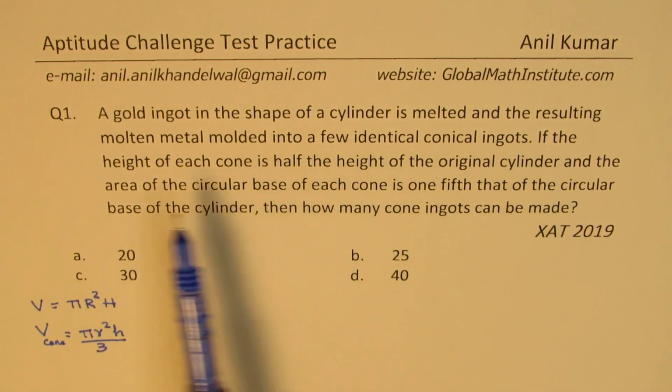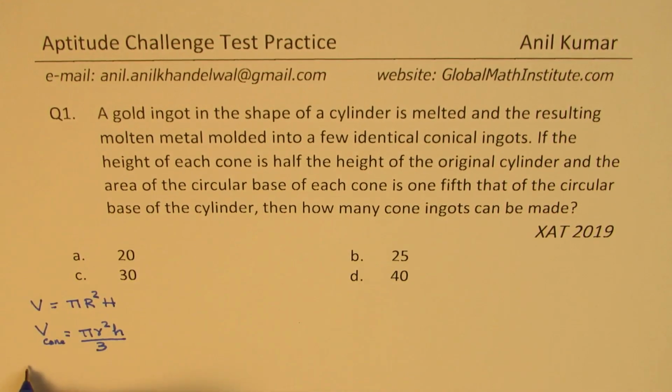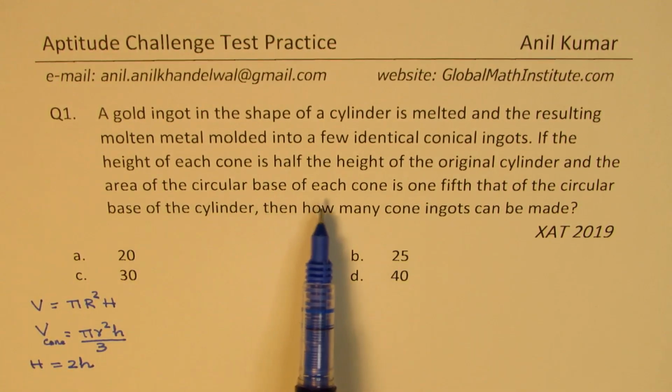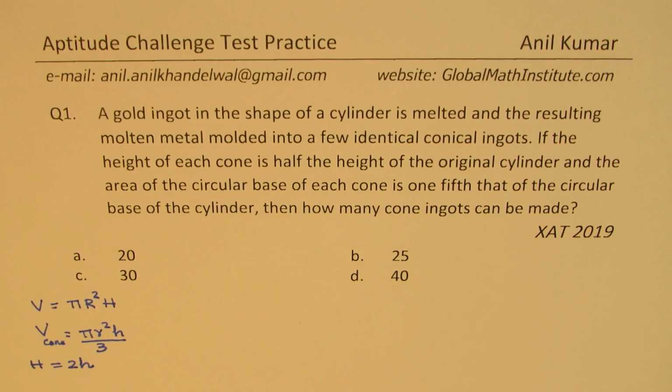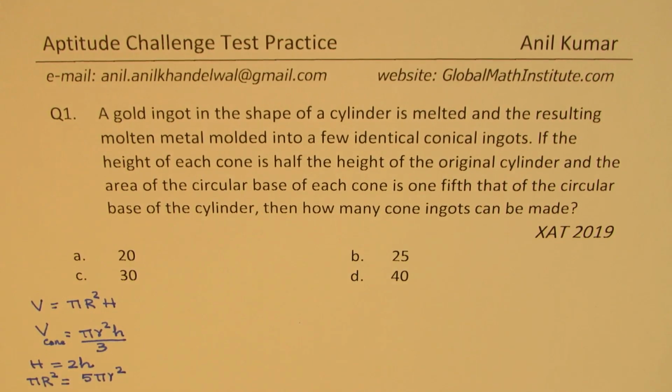Now we are given that the height of each cone is half the height of the original, that means we have capital H is 2 times h. That is the first condition. And the area of the circular base of each cone is 1/5. So area of the circular base is pi r square. So that means we could write pi capital R square as 5 times pi r square. Does that make sense to you? Correct? So these are two other conditions which are given to us.